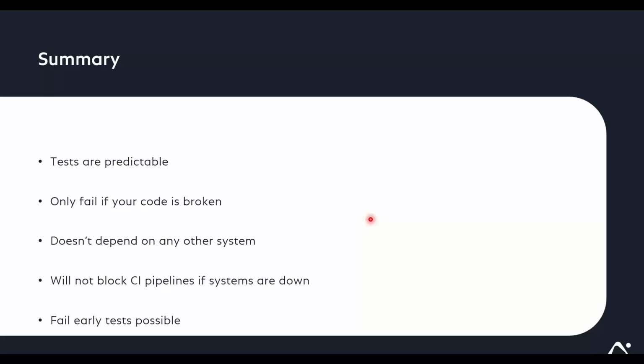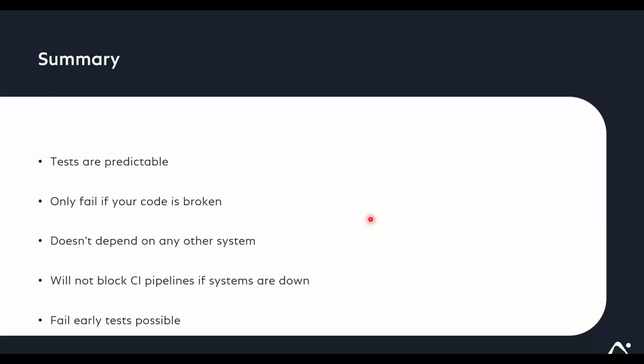It only fails if your code is broken, so we are not depending on any other system. We can fail early, so the test is failing in your web client, and you can also execute a local Docker environment, and you can still use this test, and you can fail very early. And if third-party systems are down, you don't block your process.